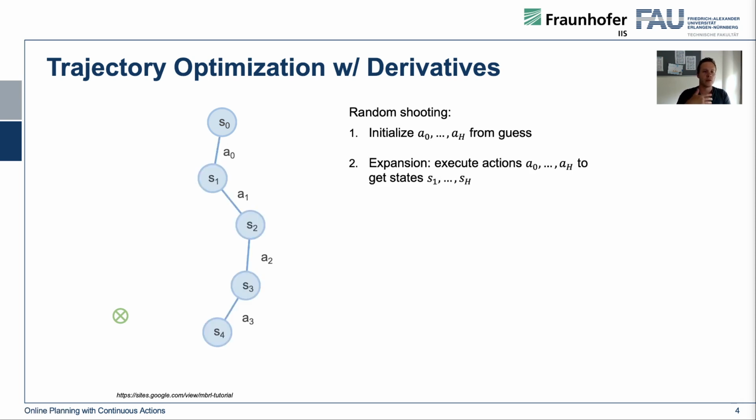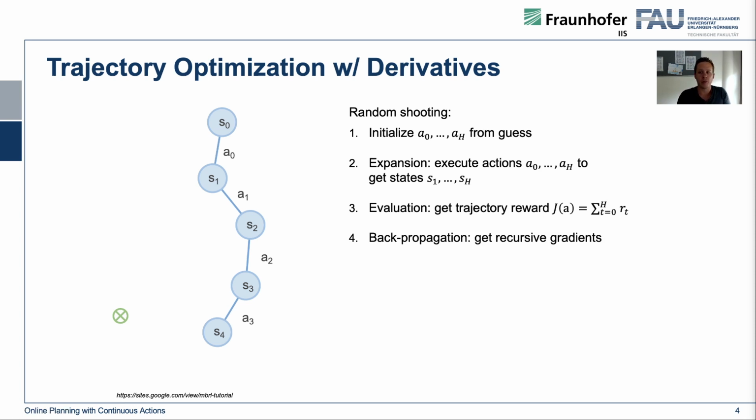What you then do is an expansion. You just run your forward model, and you see that if you execute these actions, you will get the states s_1 to s_H, according to the actions you just took in the states. What you then do is evaluate the set of actions that you took. So you get a trajectory reward, which is just the sum, with this kind of formula in here. And in order to improve everything, you want to do backpropagation.